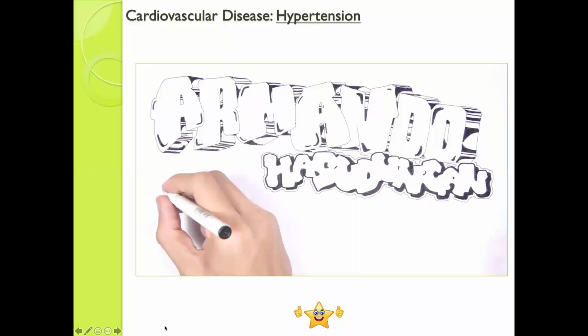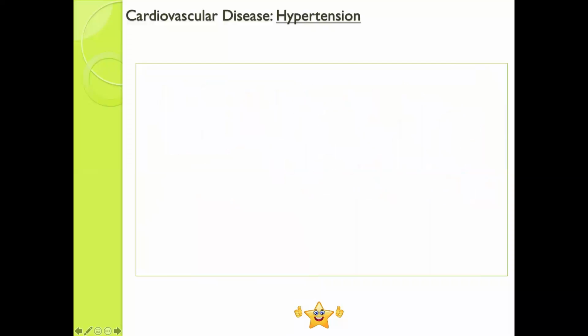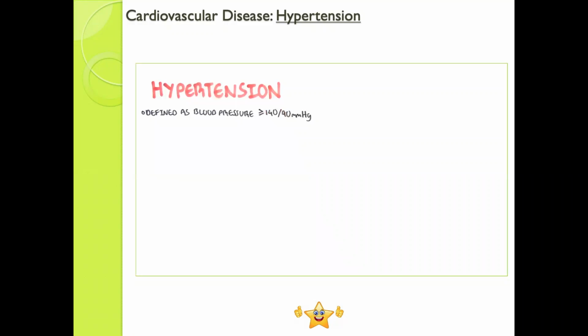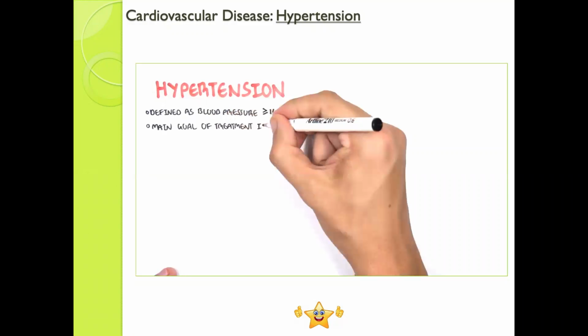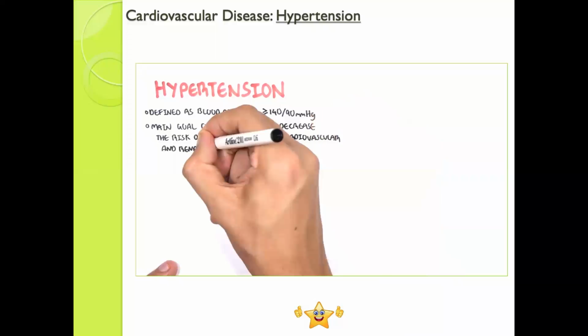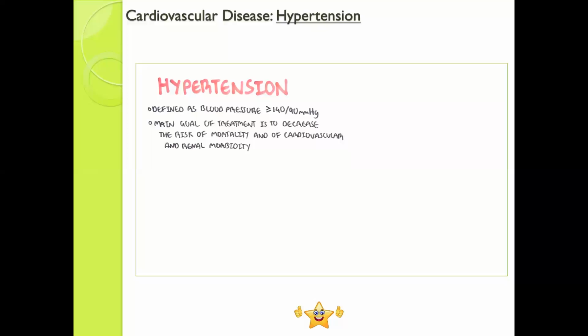Hello, in this video, we're going to talk about hypertension or high blood pressure. This is an overview and introduction. Hypertension is defined as blood pressure of 140 over 90 millimeters mercury or greater. The main goal of treatment is to decrease the risk of mortality and of cardiovascular and renal morbidity.